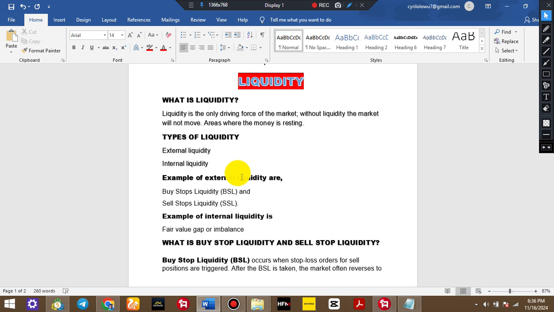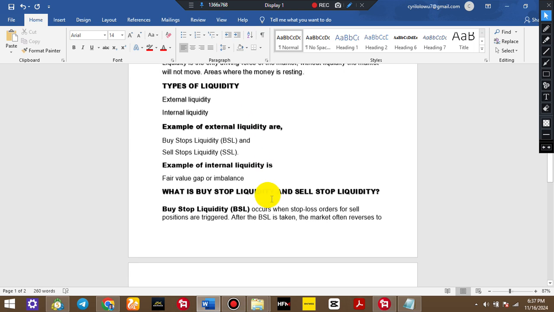Buy stop liquidity and sell stop liquidity. In the internal liquidity, we have the fair value gap. I'm going to explain to you bit by bit, so please don't skip this video. Just watch it from the start to the end so that you'll have a deep understanding of what liquidity is all about.